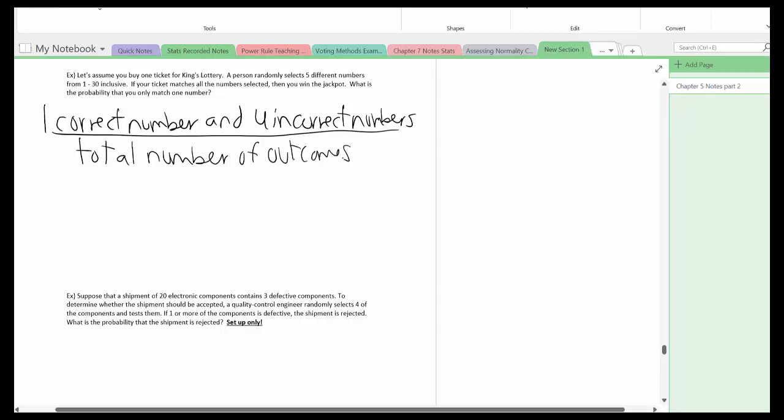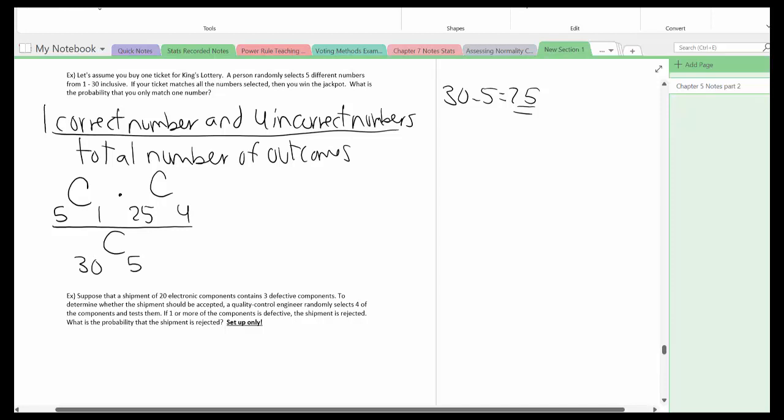So there's 5 numbers that are selected and you select one of them. That's a combination of 5 things taken one at a time. Now, remember 30 minus 5, that's 25. So 25 numbers are not selected and you select 4 of them. That's a combination of 25 things taken 4 at a time. And the denominator is exactly the same. There's 30 total numbers to select from and you're going to select 5 of them. Okay, let's put some of these into the calculator now.